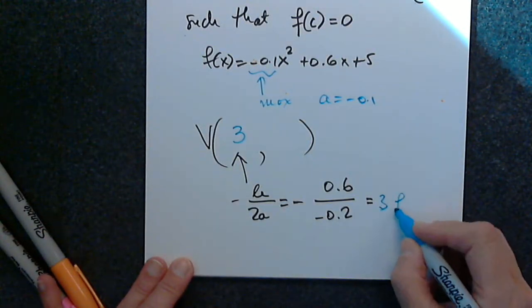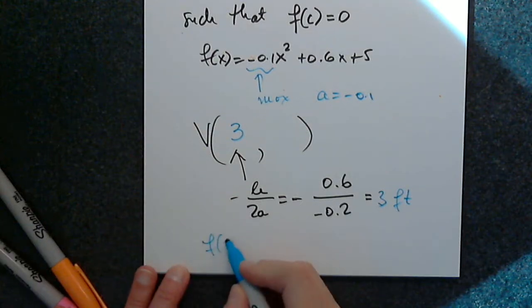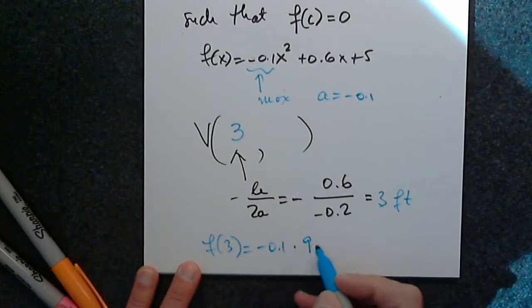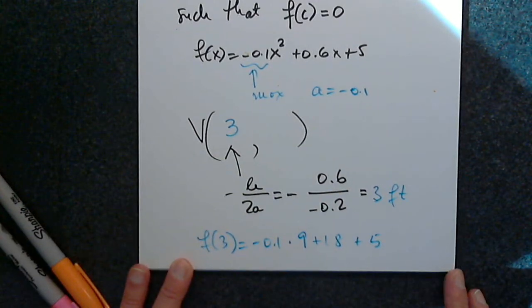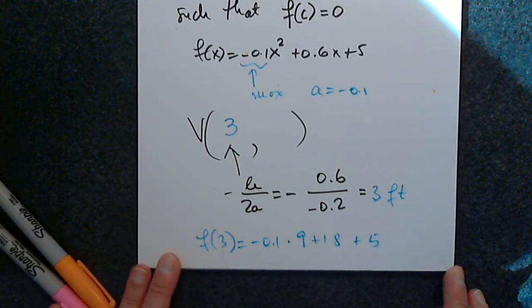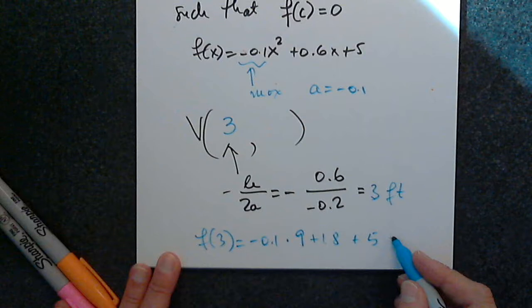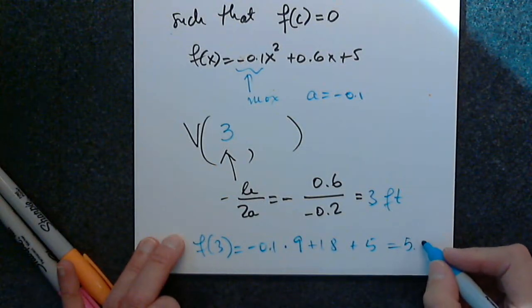So this is the distance in feet. How do we determine the maximum height now? Again, 3. Very good. So we have f of 3, negative 0.1 multiplied by 9, plus 3 times 0.6, 1.8, plus 5. Any questions? Dylan, any questions? Ariel, any questions? Are we following? Can you follow? Perfect. So negative 0.1 times 9 is negative 0.9 plus 1.8 is 0.9. 0.9 plus 5, I think, is 5.9.